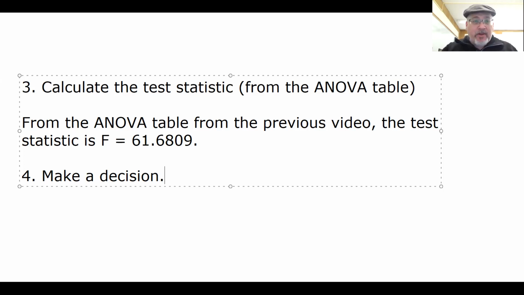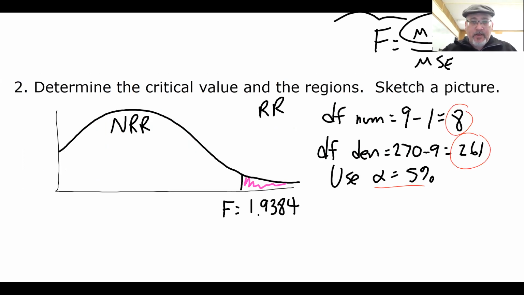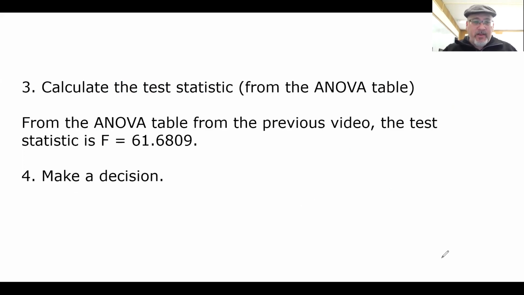So let's go back to that and remember that our F statistic is 61 and some change. Yeah, I think it's safe to say that our test statistic falls to the right. Our test statistic was F equals 61.6809. So it does fall just a little to the right into the rejection region, which means that our decision is to reject the null hypothesis.